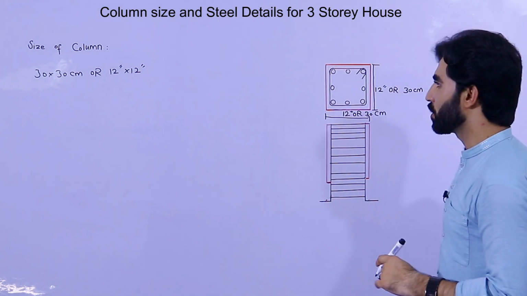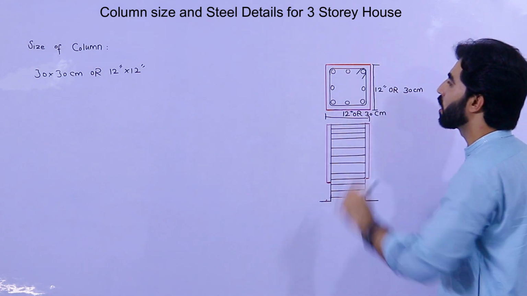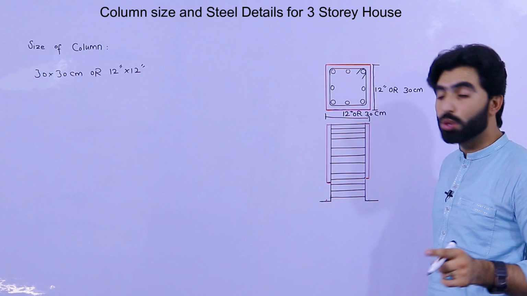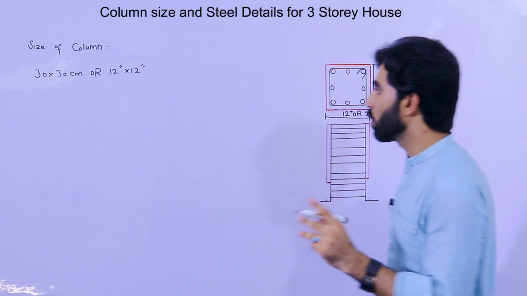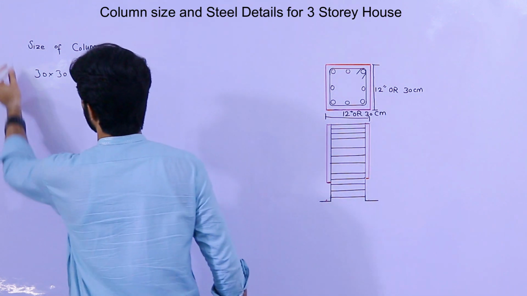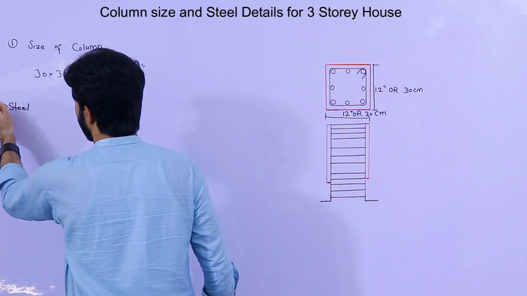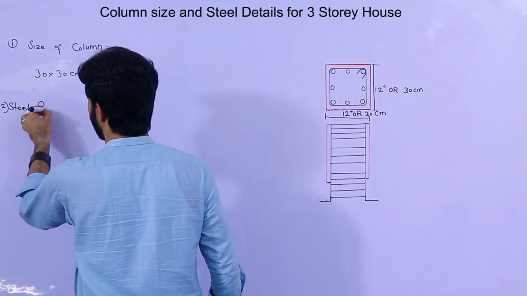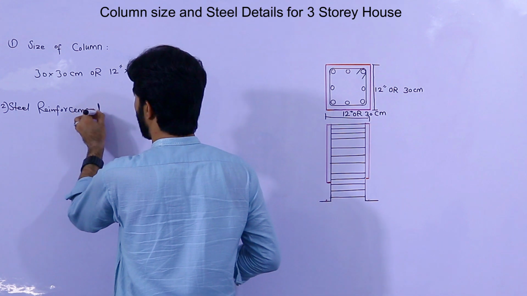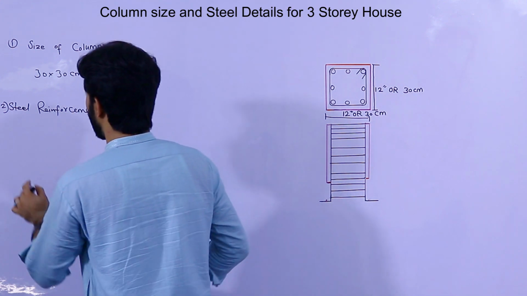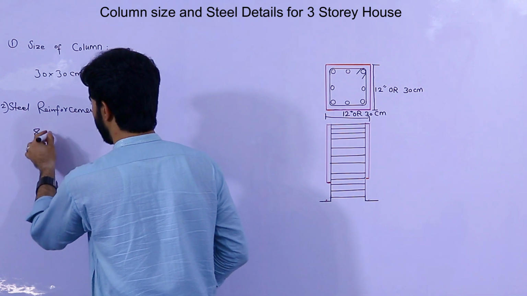Now let's come to its steel reinforcement. As you can see guys, we have 8 steel rods. So don't use less than 8 steel rods for a 3-story domestic building. Use 8 steel rods, 8 numbers.